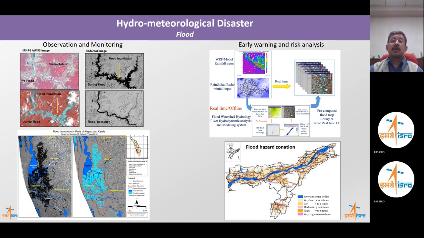And when there is a rainfall, the most appropriate pre-computed flood map can be picked up based on the modeled as well as the actual rainfall data, and the people from those areas can be evacuated. In fact, this is very much being used in Assam, where people are using this model for the flood early warning system in the Brahmaputra River basin.